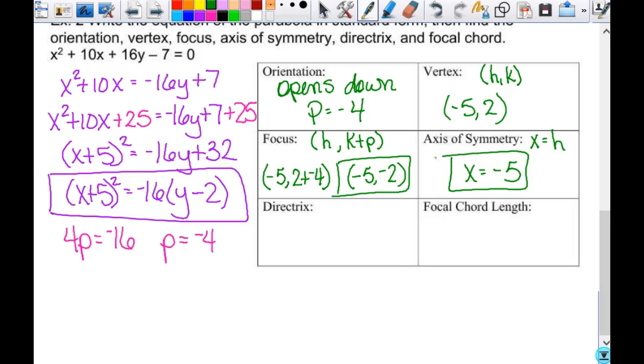So is your directrix a y equals or an x equals line? y. Okay, these two things are always going to be different because they're always going to be perpendicular to each other. So what you get is that y equals k, is it plus or minus p? Minus p. So y is equal to k, which is 2, minus a negative 4, right? So what does y equal? 6.